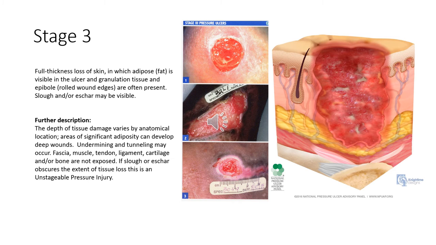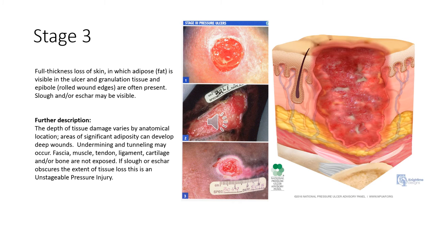So the further description is that there's a depth of tissue damage that might vary depending on where the location of the ulcer is at. We can see significant adipose develop in the large wounds. Tunneling and undermining may also occur, so we have to make sure that we're probing the wound and measuring that. And remember that deeper structures such as fascia, muscle, tendon, ligament, cartilage, and bone are not exposed. So we're not seeing those in a stage 3. If we see any of those structures, we're going to stage that as a 4.